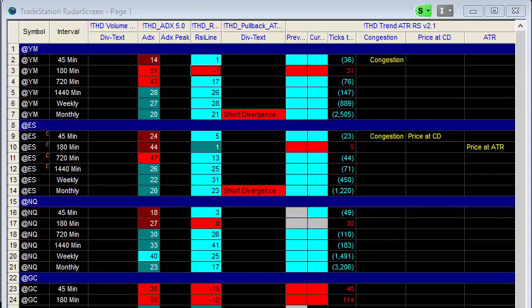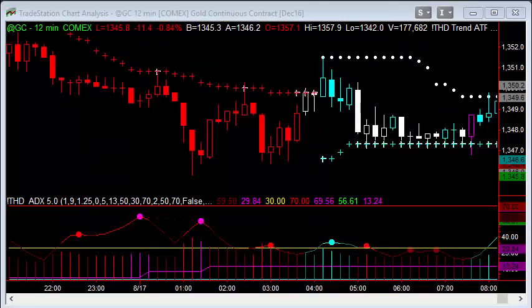It will also give me an alert, either through my cell phone or through email, that I have had a magenta peak and it is going to retrace. We have also built in divergence in the ADX indicator. Just about all of our indicators actually have some type of divergence built into them, and the ADX is no exception.